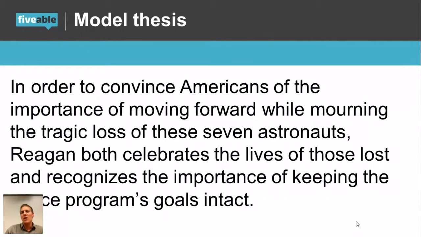So let's look at it. In order to convince Americans of the importance of moving forward while mourning the tragic loss of these 7 astronauts, Reagan both celebrates the lives of those lost and recognizes the importance of keeping the space program's goals intact. It's thorough, but it's not overly wordy, and it's not by any means grammatically wrong. That's why I like using that "in order to" phrase, because it gives you 2 halves of your sentence, which means you can be really thorough and cram a lot of really quality information in the most important sentence of your paper. Again, it's not required.